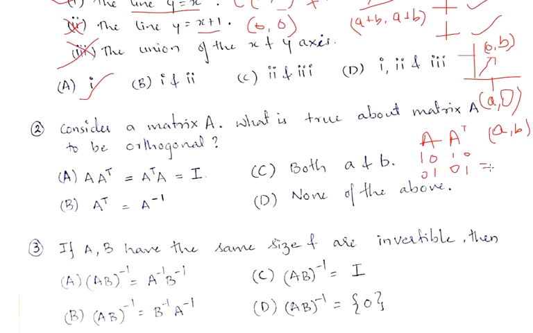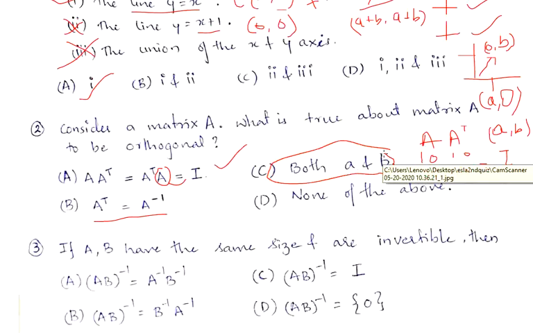So if you multiply this, what will we get? We'll get the identity matrix, right? So A is correct. And it is orthogonal only when, see, I can transfer this A to the right hand side, so this is nothing but A transpose is equal to A inverse. So both A and B are correct. So this is the correct answer. These are the properties of the orthogonal matrix.